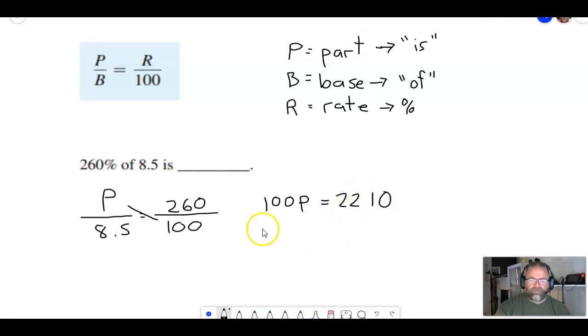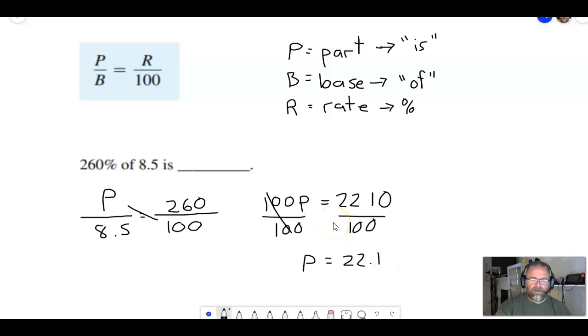So this is equal to 2,210. And then we're going to divide both sides by the number that's multiplying our variable, so we can get rid of that number. So those cancel out, and we're going to have that P is equal to 2210 divided by 100. Dividing by 100 just moves the decimal place 2 to the left, so this is going to be equal to 22.1. So 260% of 8.5 is 22.1.